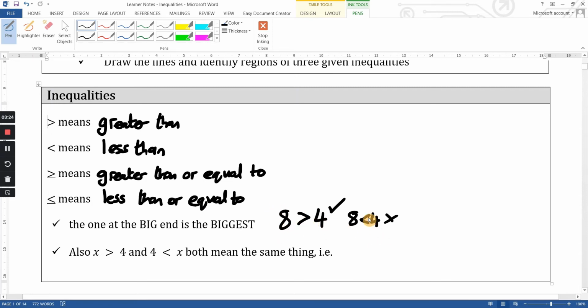Another thing as well: x is greater than 4 and 4 is less than x both mean the same thing. So x is the bigger number, which is more than 4. Or another way of thinking of it, 4 is the smaller number, smaller than x.